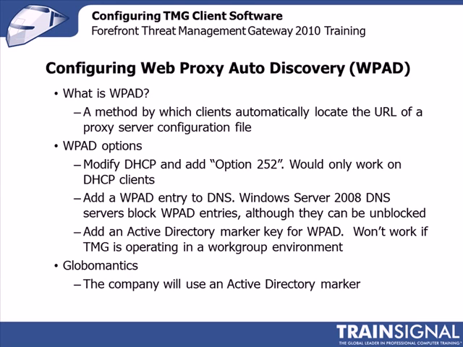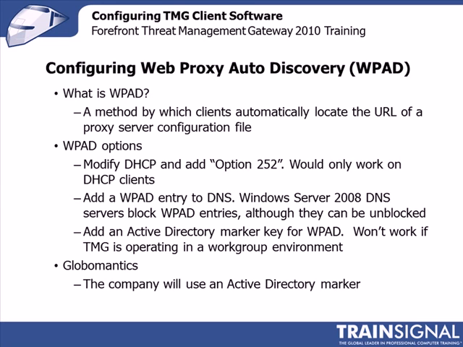There are a number of ways you can configure WPAD. You can add an entry to your DHCP server called option 252, but that only works if you're using a DHCP client. Right now, Global Mantics has all statically assigned IP addresses. You can add a WPAD entry to DNS. However, Windows Server 2008 DNS servers block WPAD entries, although you can reverse this blocking and make it work. Microsoft considers the most secure way in an Active Directory environment is to add what's called an Active Directory marker key for WPAD. This will not work if Threat Management Gateway is operating in a workgroup environment.